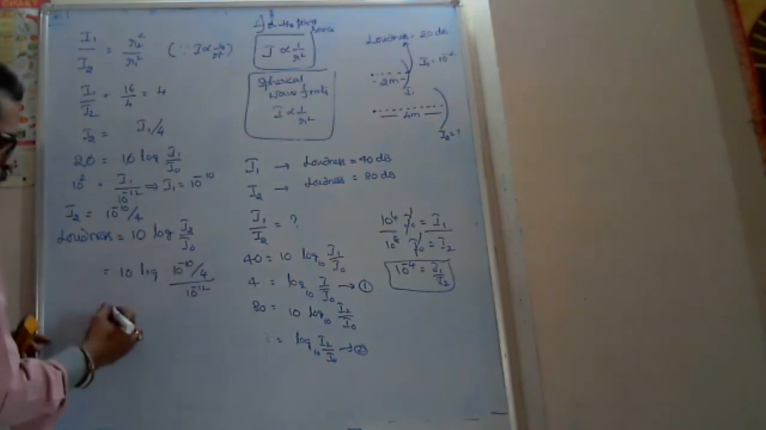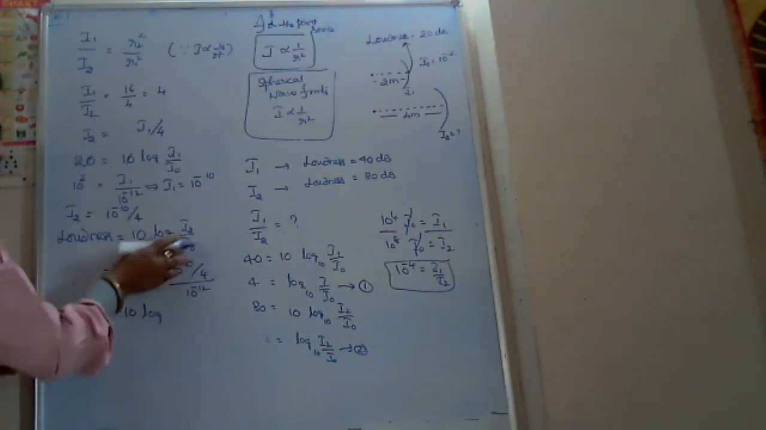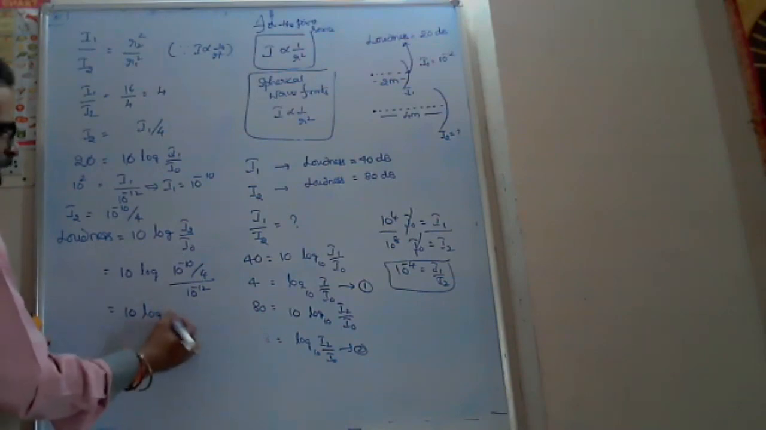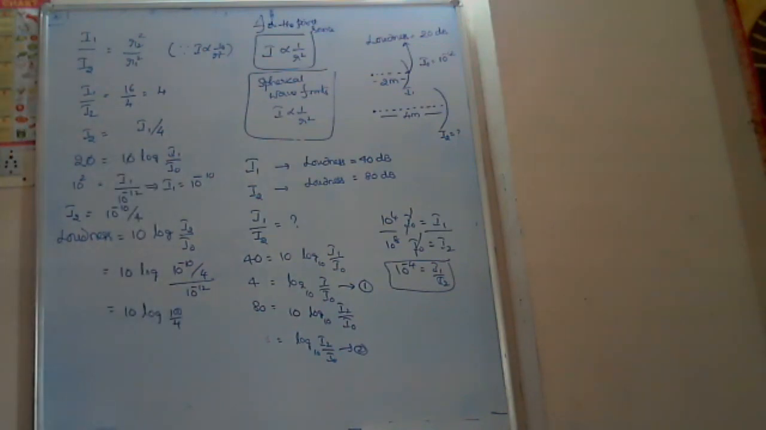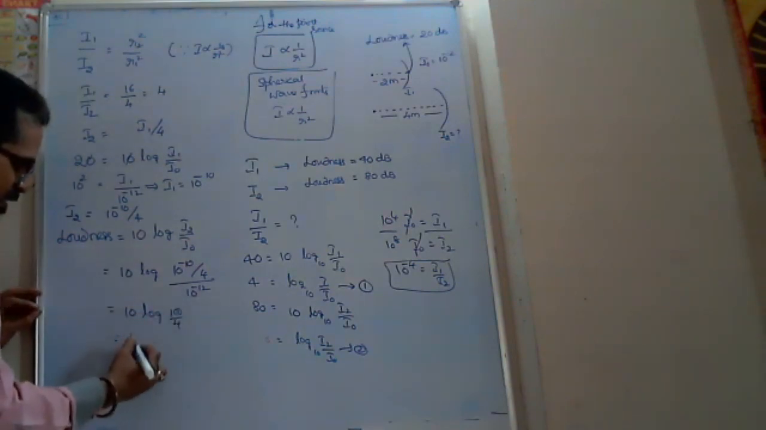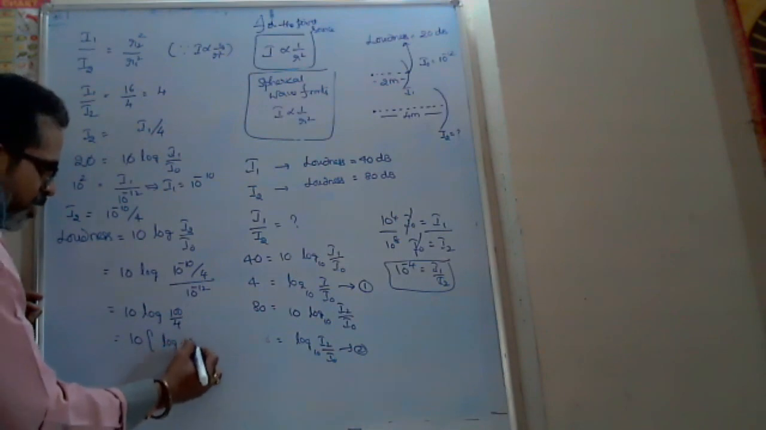Bring it to the numerator. 10 log 25. Directly you are saying 25, but better I write 100 by 4. Base 10 log 25, do you know that value? We can write 5 square. At least log 5, do you know? It comes 0.3 something, that is log 2. Log 2 is 0.3010. That's why, without cancelling, I write it as log 100 minus log 4.